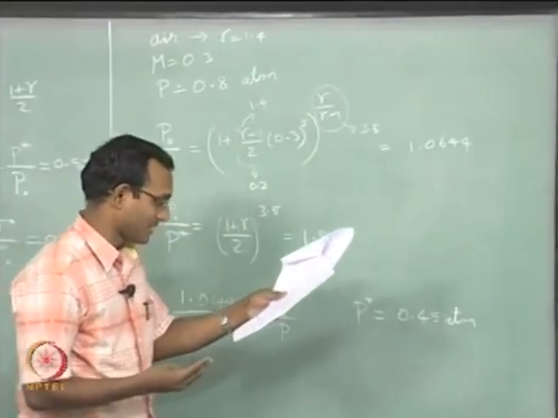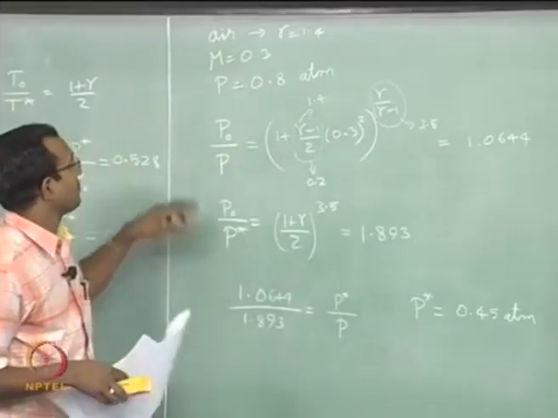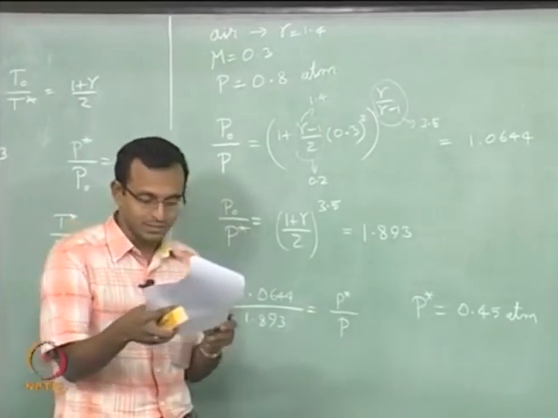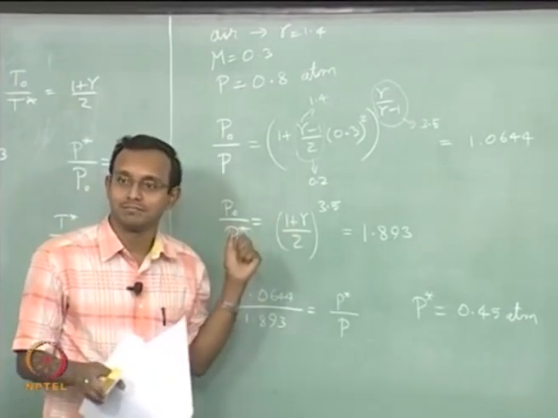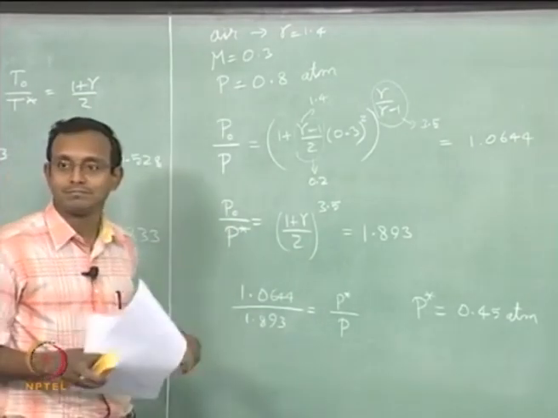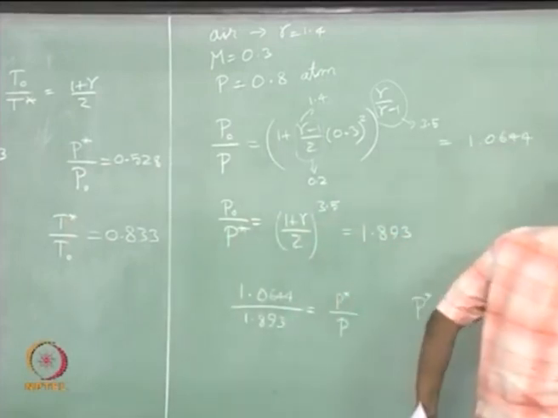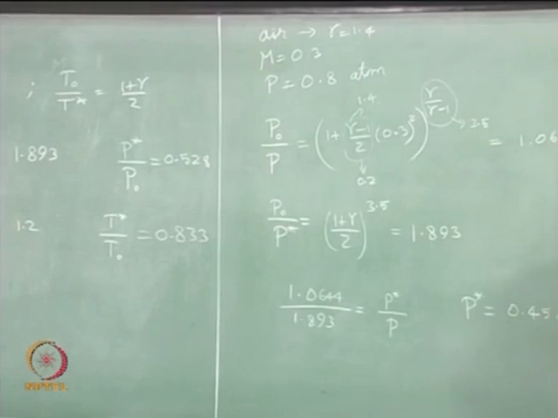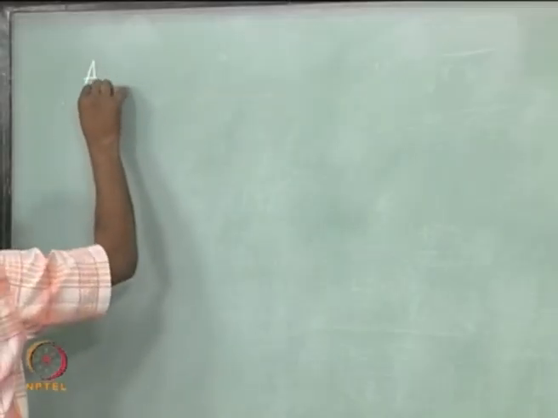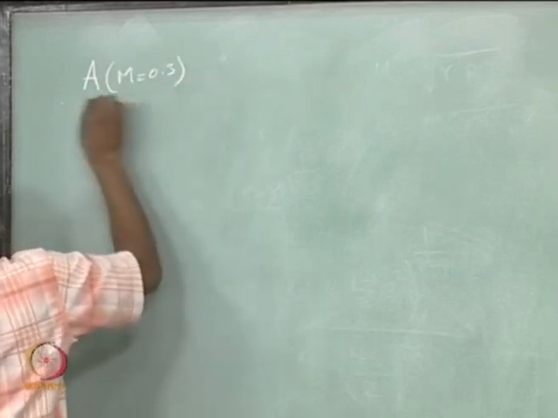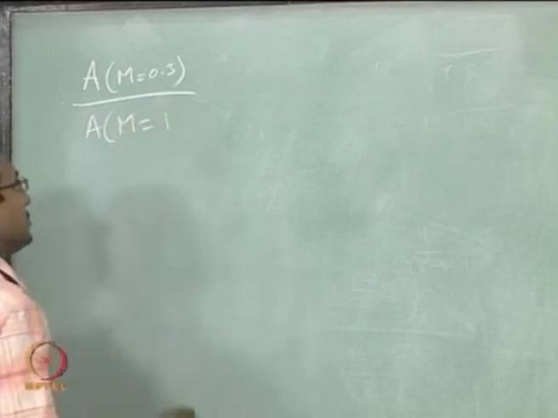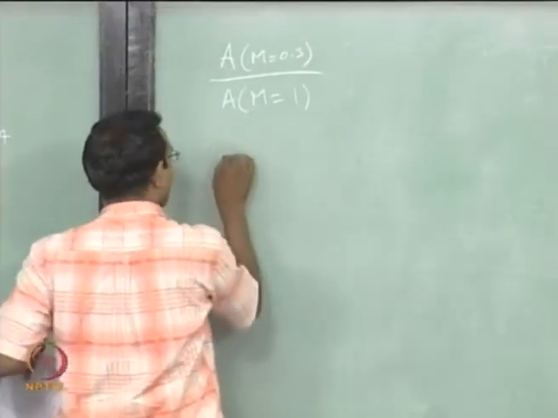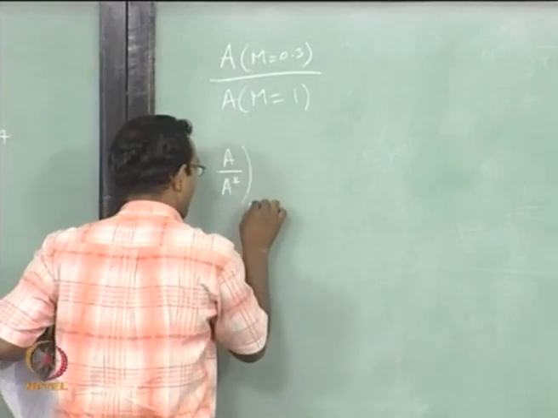It is not really a separate example, it is a continuation. Okay. Let us say I take this flow and I want to find the ratio of stream tube areas between this point and the star point. Simple enough, right? What will that be? Just directly A by A star for that particular Mach number 0.3. Because it is a star condition, I could have asked you a more complex question. Currently, I just wanted to pick a simple example. Okay. A at M equal to 0.3 divided by A at M equal to 1. This is what we wanted. This is just simply A by A star calculated at M equal to 0.3.